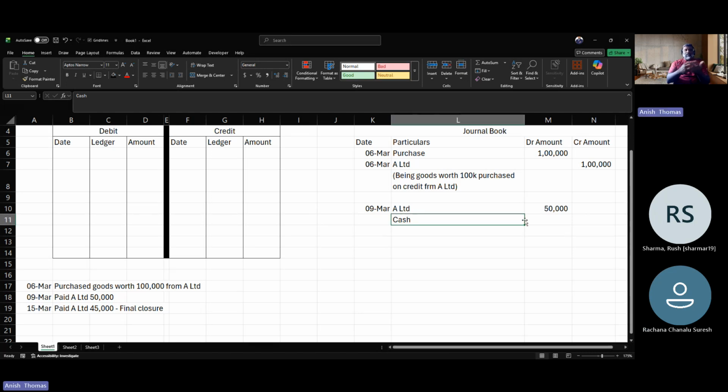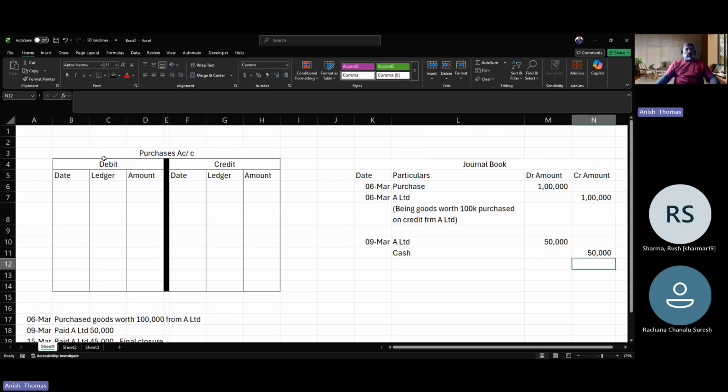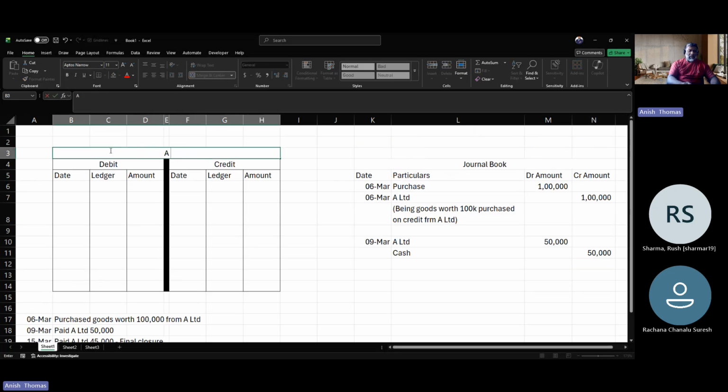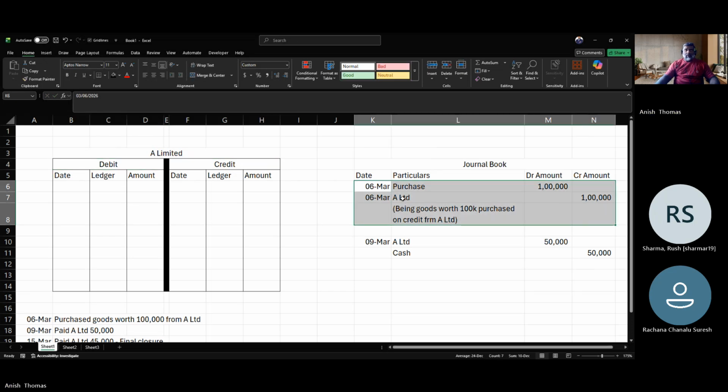So what is going out? Cash is going out. So I'll be crediting cash over here for 50,000 rupees. So this is how this transaction goes. Now, let us say this is the account of A Limited. This is what is called a ledger. So this is the ledger account of A Limited. Here, is A being credited or debited?